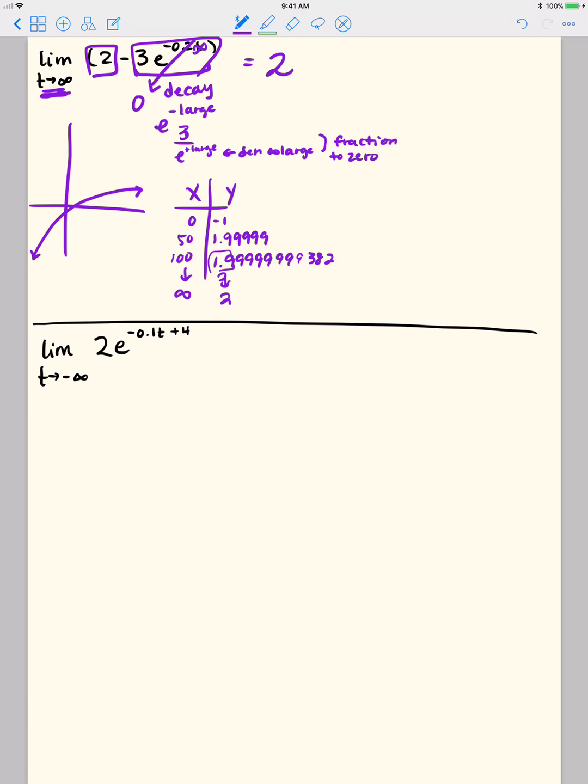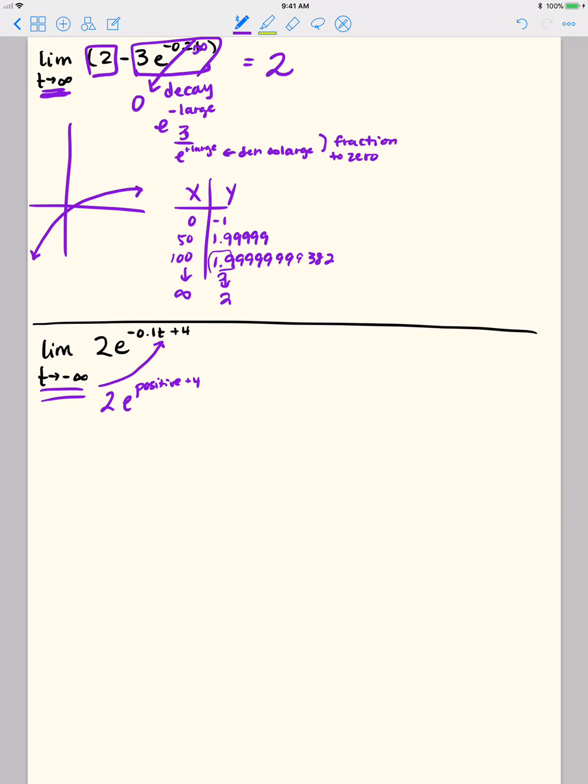For the next one, just a little different, but not a whole lot, because it has this plus 4 in the exponent. So if we look, it's a decay function, right? The e has a negative power on it, but we're looking this time as t goes to negative infinity. So if we take negative infinitely large numbers and plug it in there, e will become a positive power. So we'll have 2e to a positive power plus 4, so it's just going to keep it positive.